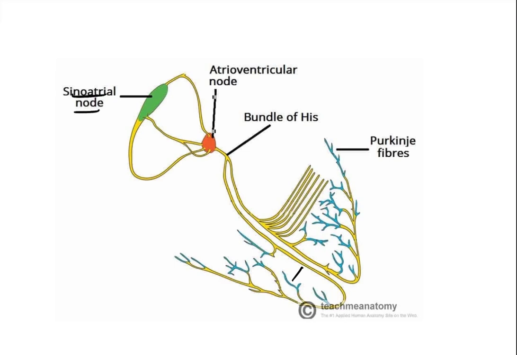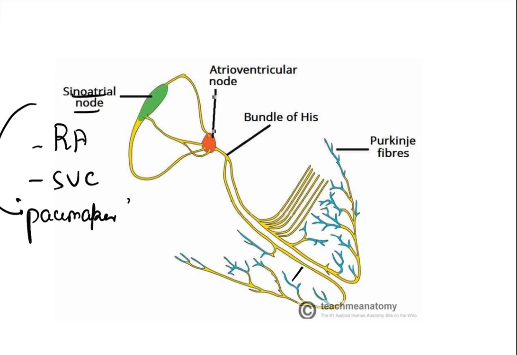The sinoatrial node is located in the right atrium near the opening of the SVC, superior vena cava. This sinoatrial node is called the pacemaker of the heart, and it is responsible for the generation of impulses. Once these impulses are generated, they travel through various tracts like the tract of Bachmann, tract of Thorel, tract of Wenckebach, and various other pathways to reach a structure called the AV node.